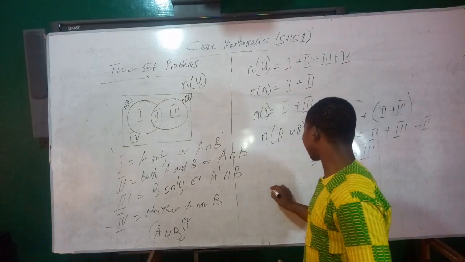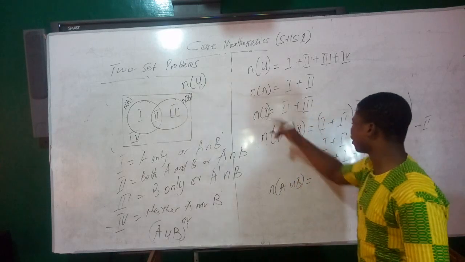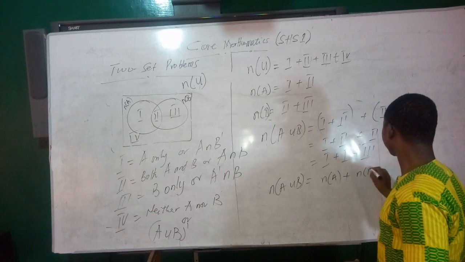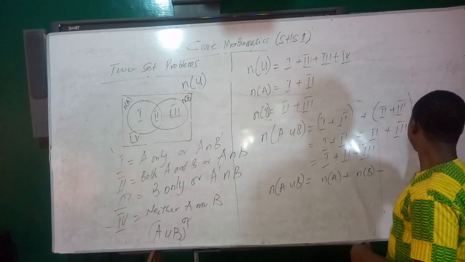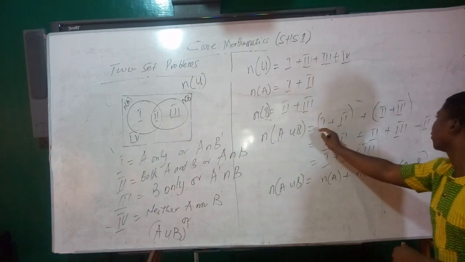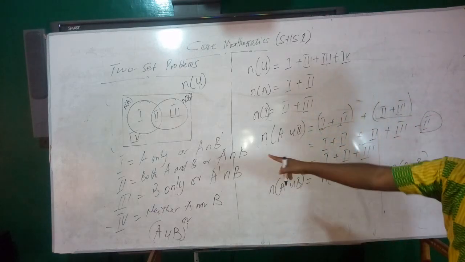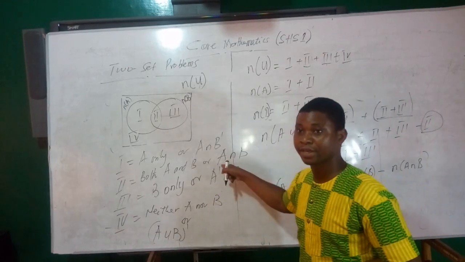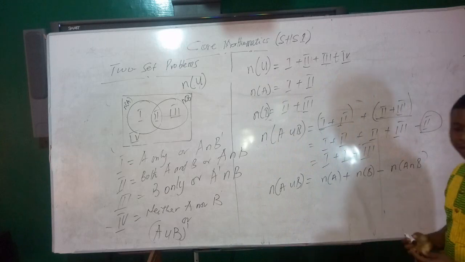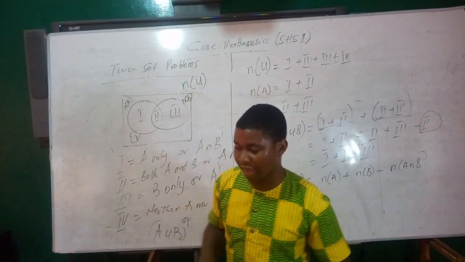So with that, we can say that N of A union B is equal to N of A plus N of B minus N of A intersection B. Because if you look at this N of A and this N of B, minus this one, we know it is A intersection B. So it gives back this. Now, let's get an example and see how we can use it to solve a problem.